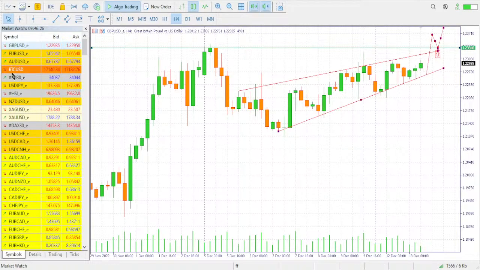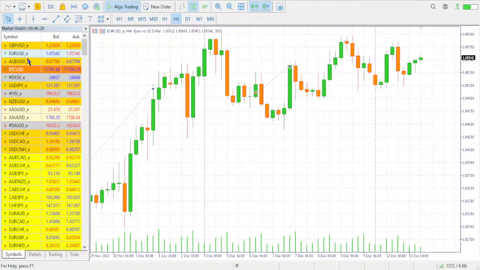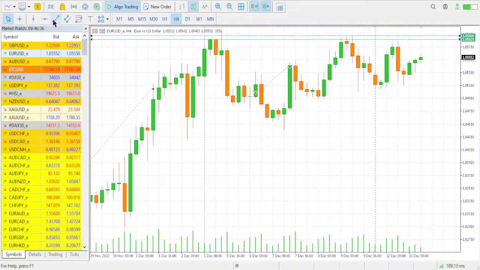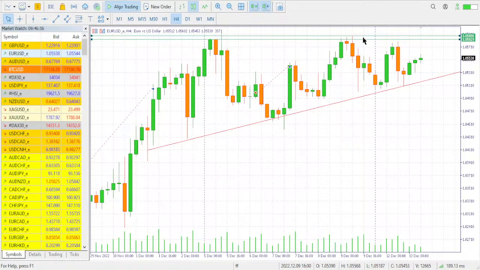The next chart is Euro USD. On this chart also we have the same formation. This is like a triangular formation. We have the base here and this is the hypotenuse. So we have a resistance, we expect this to be a resistance, then we have a support.